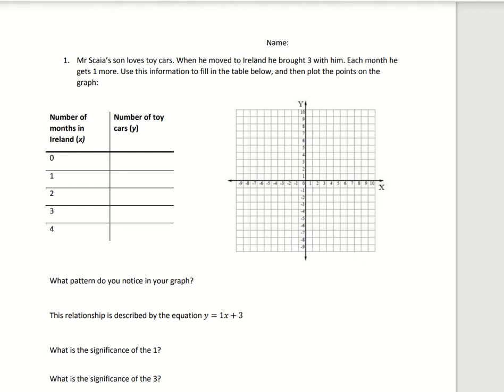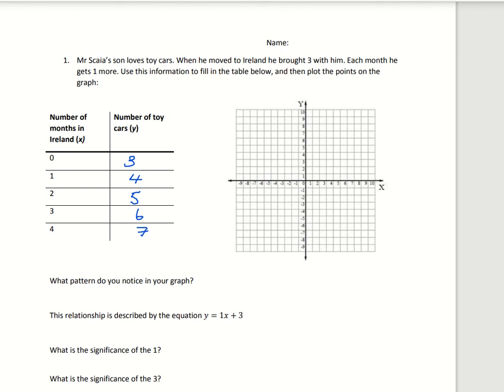He moved to Ireland, he brought three. So that means when he got here, first of all, he had three cars. And then each month he gets one more. So after 1 month, he gets one more car. That means he now has four. After 2 months, he gets another car. Now he has five. After 3 months, he gets another car. Now he has six. After 4 months, he has another car. Now he has seven. So what pattern do you notice in your graph?